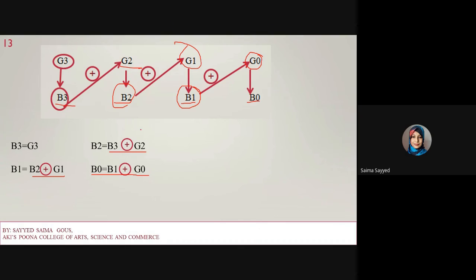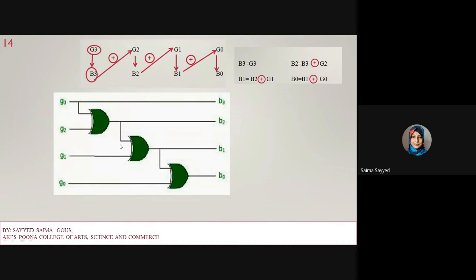Now from these equations we can draw the circuit diagram. So this is the circuit diagram where B3 is equal to G3. So this is B3 and G3. Now B2 is equal to B3 XOR with G2. So this is my B3, and B3 XOR with G2 will give you B2.